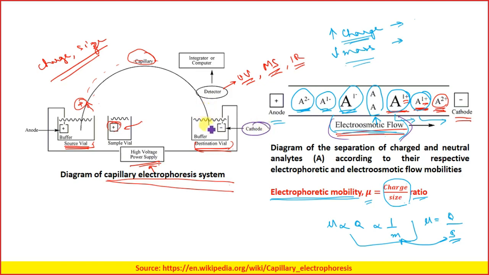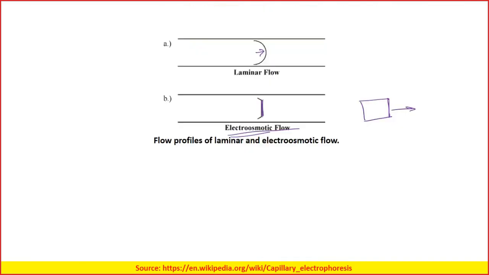Okay, and you will be able to analyze those things using this detector. Are you getting my point? Now, what is the advantage of this one? The advantage of getting this kind of flow behavior is that when you are having the laminar flow, the peak broadening of the analytes will be higher, whereas the peak broadening will be very restricted in the case of electroosmotic flow.